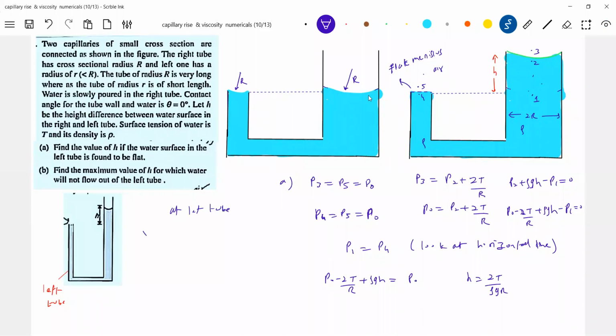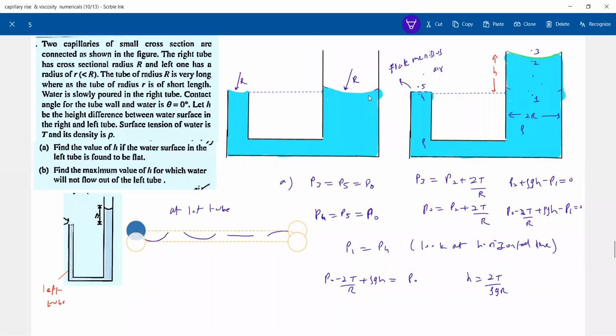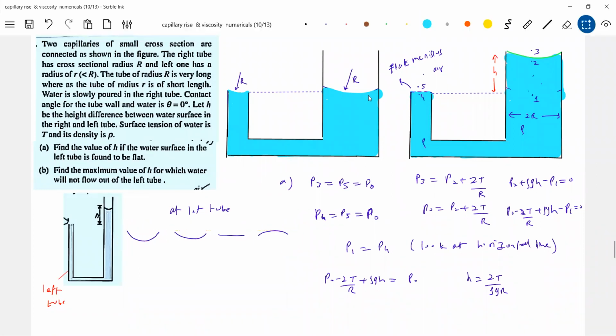I'm going to show the curvature at the left tube. What will happen to the curvature? First, it was equal to R. Next, it will be flat. Then finally, this will be the condition. So this is the meniscus at the left tube.